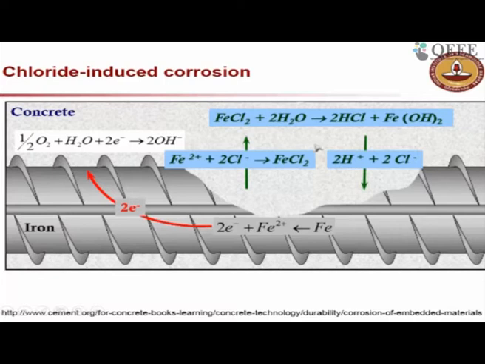And so we have to ensure that our concrete cover has low permeability, so that it takes a long time for, or rather prevents, the chlorides from entering and reaching the embedded steel. So again it all boils down to how good a concrete cover you have in your structures.